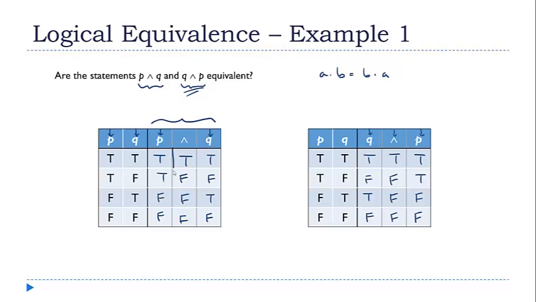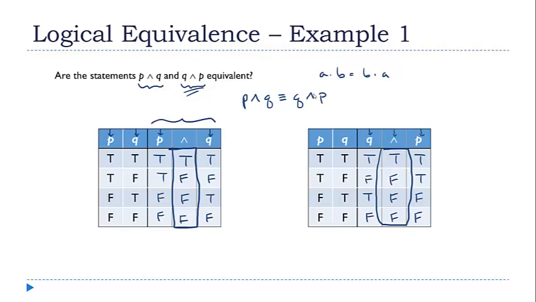So now what I need to do is look at these two end result columns, and if you compare them, you'll see that they're the same. True, false, false, false, and true, false, false, false. So because these end result columns are identical, that tells me that the statements are equivalent. So P and Q is equivalent to Q and P. So in other words, this AND operator is commutative.